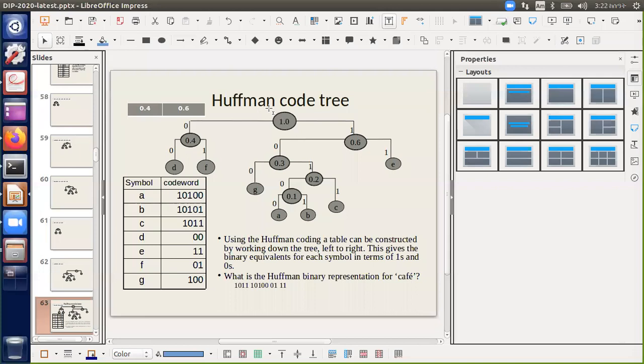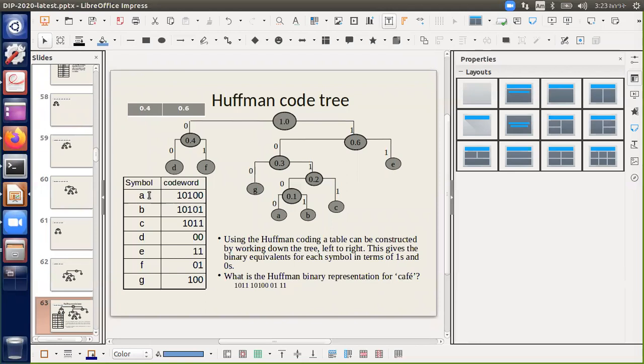If the while loop is exiting, the next step is generating the code word for every symbol, A, B, C, D, E, F, G, because we have 7 symbols. So based on the tree constructed, we have to generate the code word for every symbol, starting from the root node, following the path until we reach the given symbol.